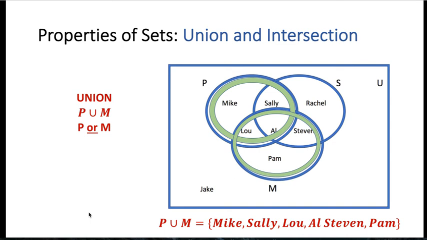The next one was union. Union is a joining together. So we're taking all of P and all of M and joining those together. The word is union. The symbol is the right side up U. And the English word we use is "or." Pepperoni or mushrooms was Mike, Sally, Lou, Al, Stephen, and Pam.